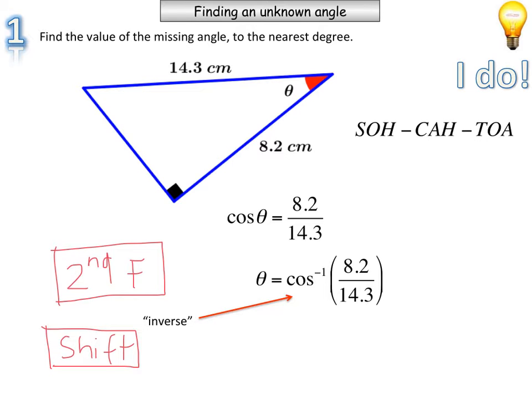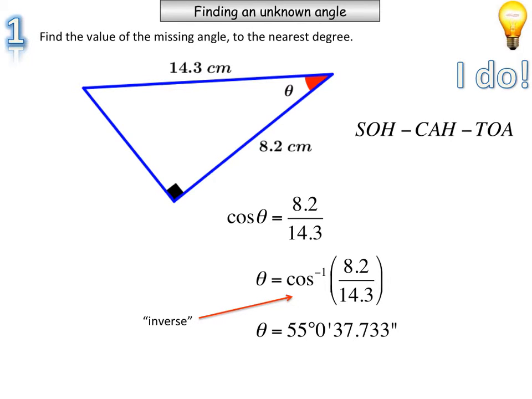Or if you have a Casio calculator, you press shift, then cos, then do the brackets 8.2 over 14.3, close brackets, then press equals. Your answer won't come up as what I've got here, which says 55 degrees, 0 minutes, and 37.733 seconds. Your calculator display will be slightly different. Yours will be in decimal form, and you'll need to change it to what I've got here.